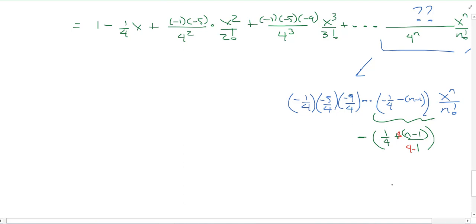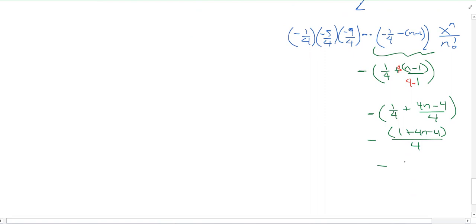And so I'm going to have my negative out here, 1/4 plus 4n minus 4 over 4. And now I can add them, so they have a common denominator. And on the top, I'm left with 1 plus 4n minus 4, which is negative 4n minus 3 over 4. So that's just this part. With the negative, I took the negative out, and I factored the negative because I'm going to take out the minus from all of these.